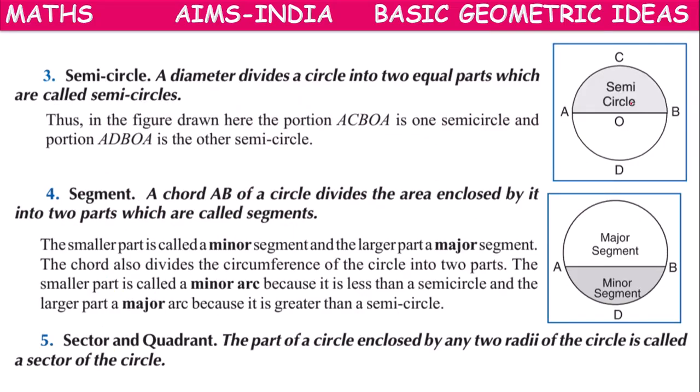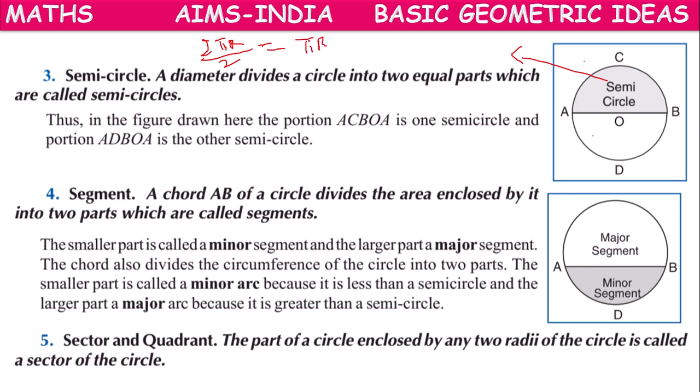So here children, the circumference of a semicircle is... The total circumference of a circle is 2 pi r, where pi stands for 22 by 7. 2 into 22 by 7 into r, which is called the circumference of a circle. But the circumference of a semicircle is, out of 2 pi r, it is divided into two parts, upper half and lower half. So what will we get?